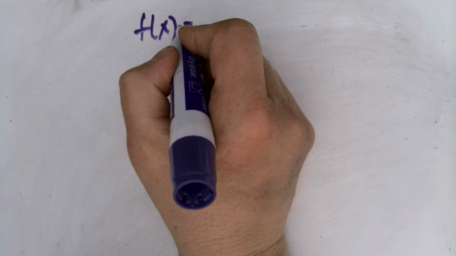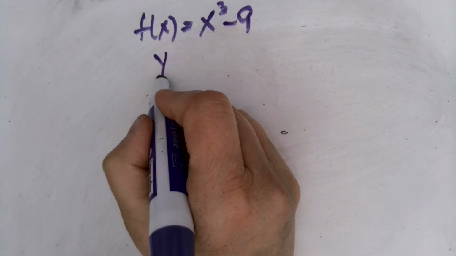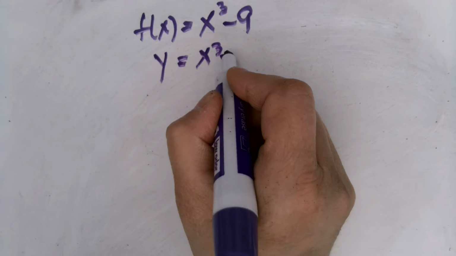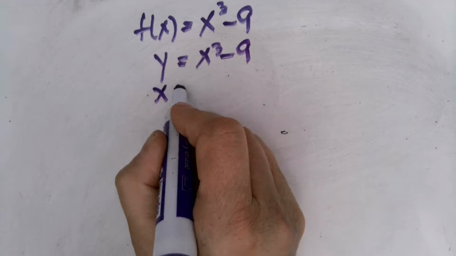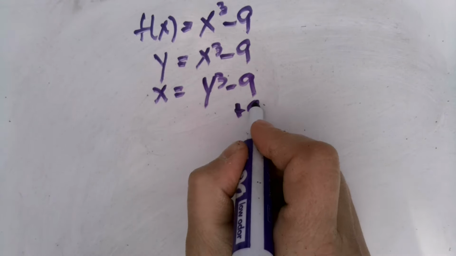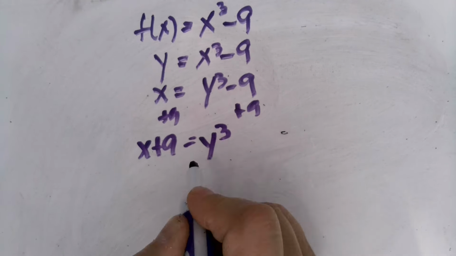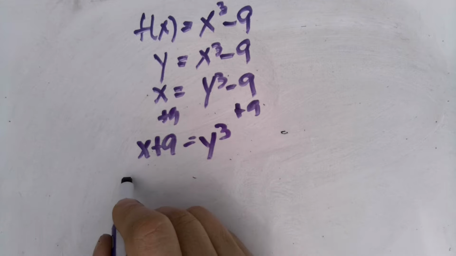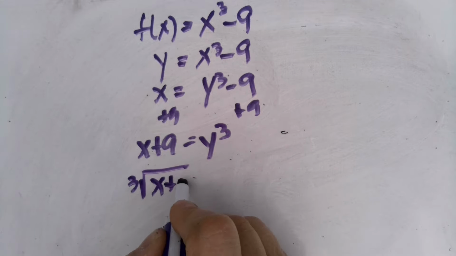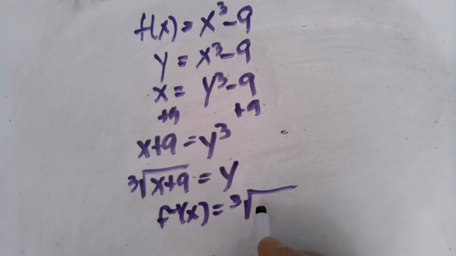F of x equals x cubed minus 9. So again, change it to y. Switch the x and y's. Step 2. Step 3, solve for y. This time it's a y cubed, so we're going to take the cube root of x plus 9 equals y. So f inverse of x is the cube root of x plus 9.